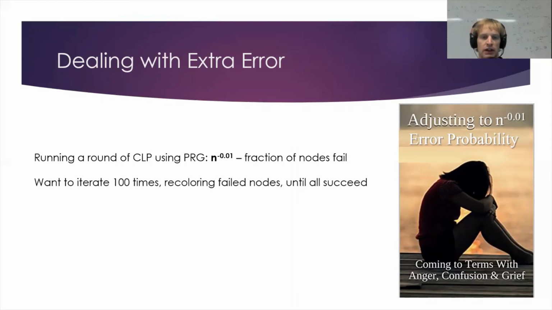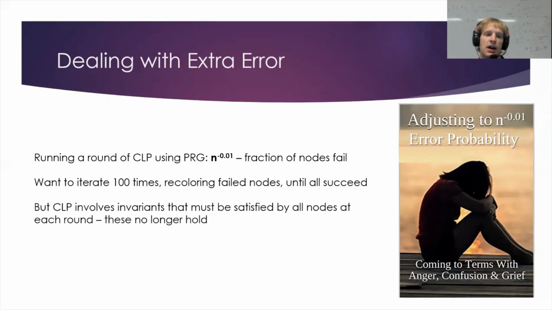So take the coloring of the nodes that succeeded and run the algorithm again on the nodes that failed to recolor them. If we do this a constant number of times, then we color all the nodes, because every time the number of nodes that fail is polynomially smaller than the total number of nodes. In this case, if we apply it 100 times, we color all the nodes.